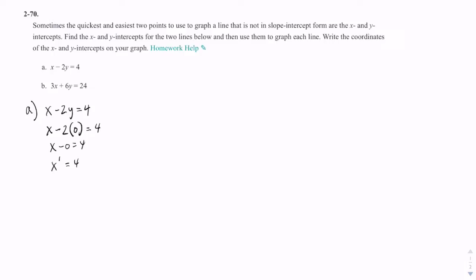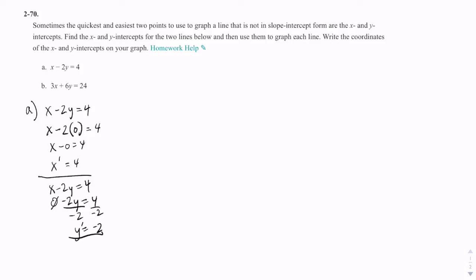Okay, now let's find the y-intercept. So the y-intercept, x minus 2y equals 4. The way we find the y-intercept is we substitute 0 in for x. Minus 2y equals 4. So the 0 goes away. So I divide negative 2 on both sides, and I get y equals negative 2. So the y-intercept is negative 2.